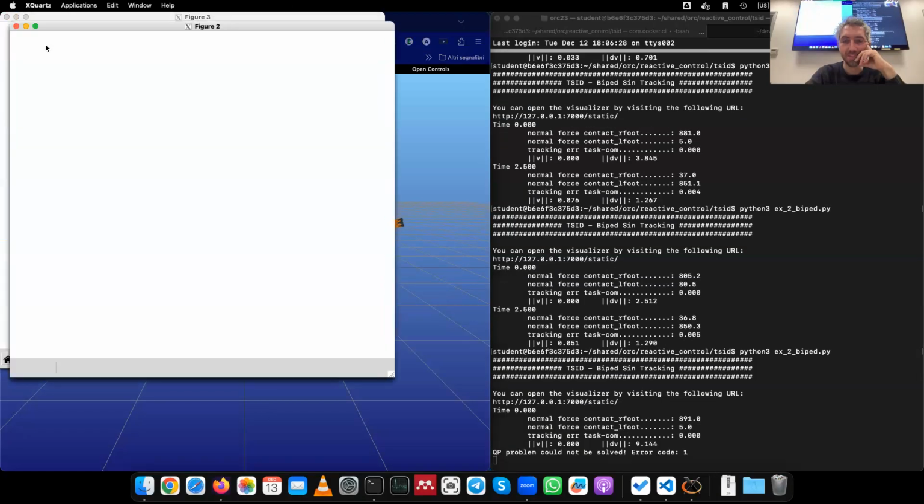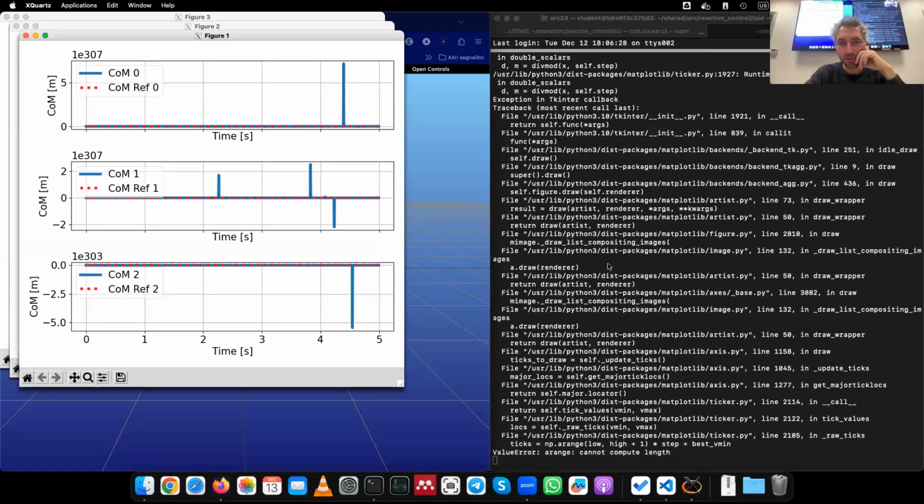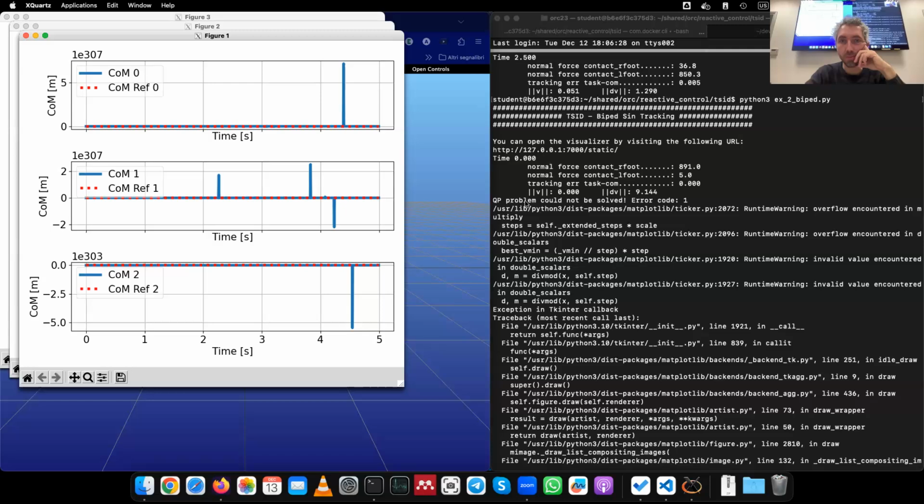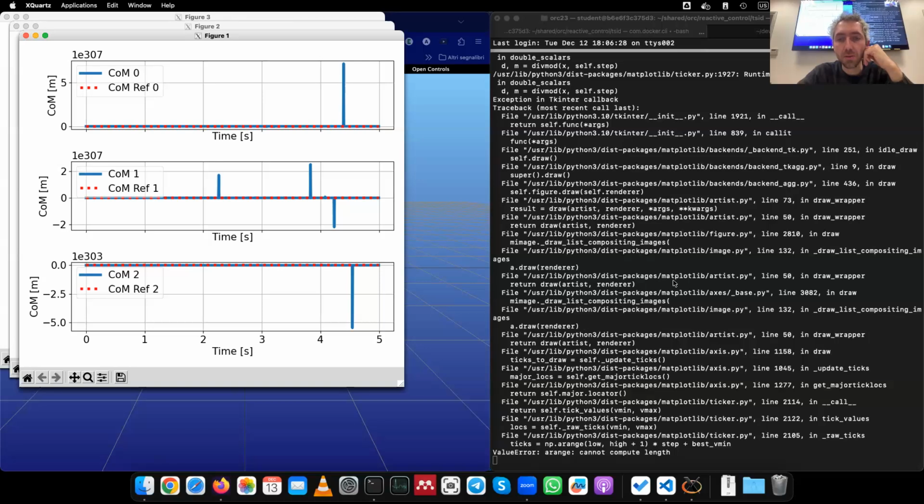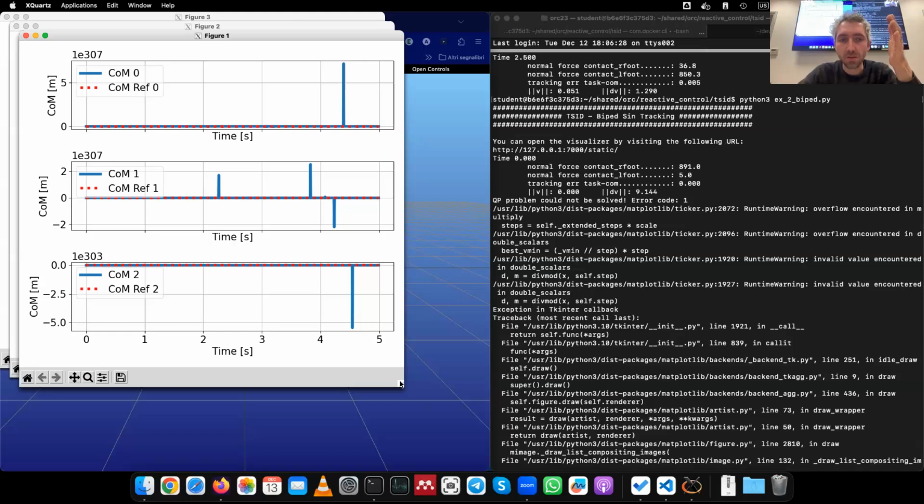Bam. So the thing stopped because the QP problem could not be solved. That's the error we're getting. There is also an error in the plots. Yeah, this comes from matplotlib. So probably we are asking matplotlib to plot values that are too large, and so this doesn't work.